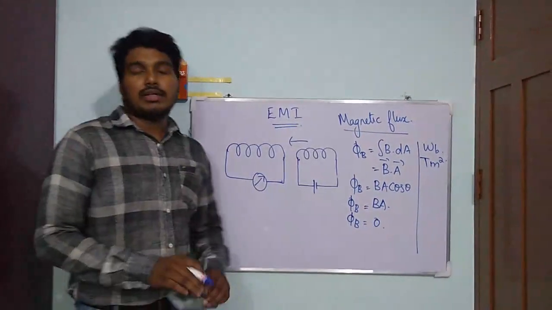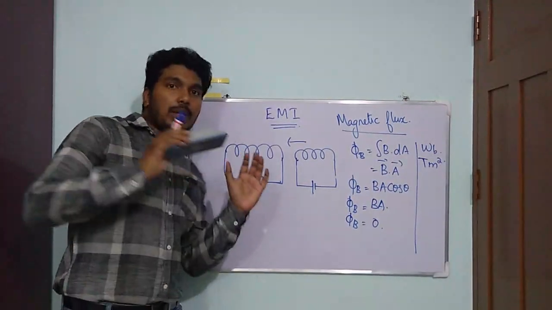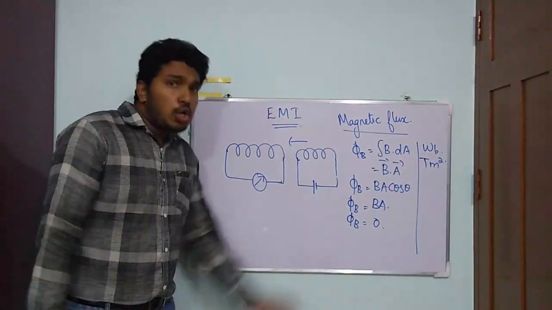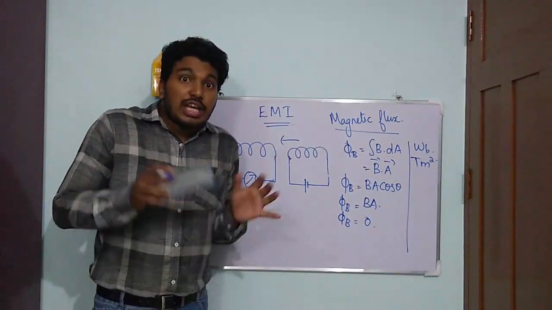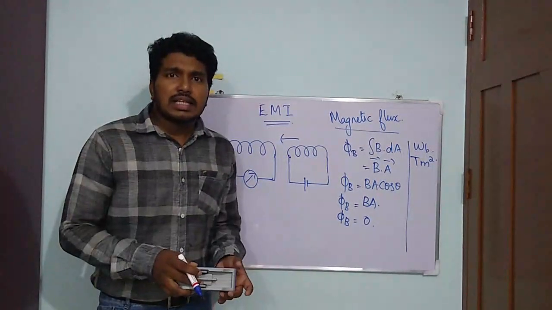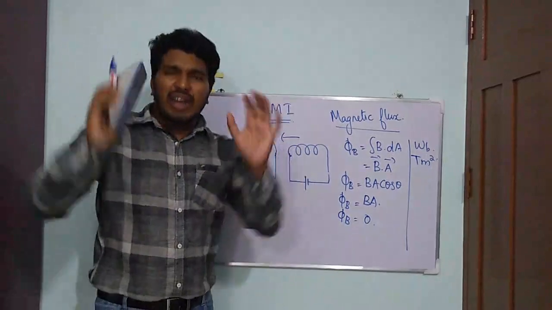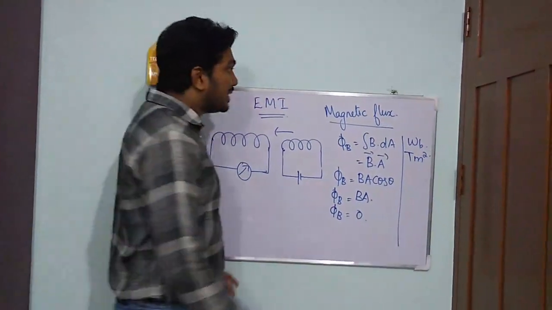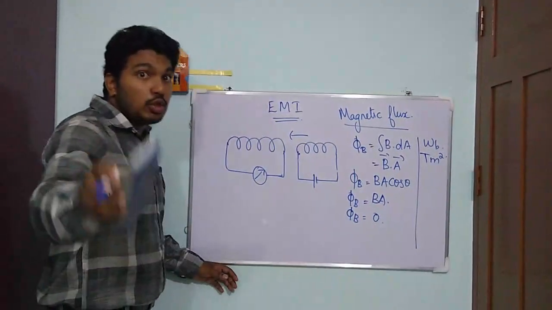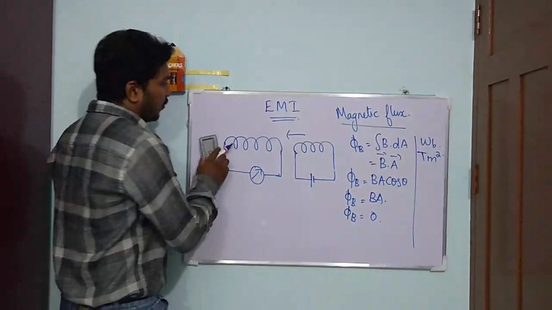So what Faraday proposed was that whenever the magnetic field associated changes, or we can say it like this, whenever there is a rate of change of flux associated with a coil, there will be an induced EMF.